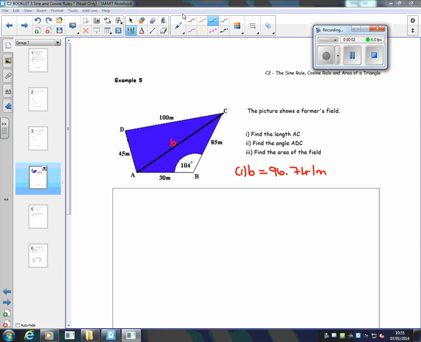C2, the sine rule, cosine rule, and area of a triangle. Example 5, part 2. So, in part 1, we found that the side labelled B has a length of 96.741 metres. So in part B, we're asked to find the angle ADC. So that's this part here.